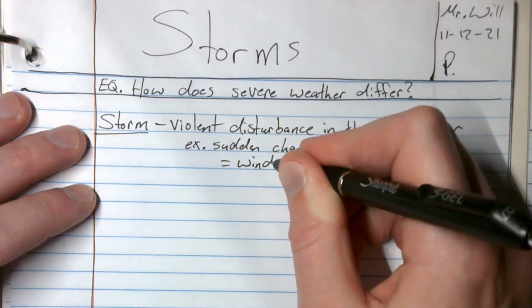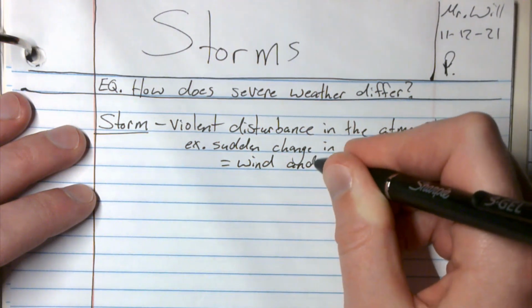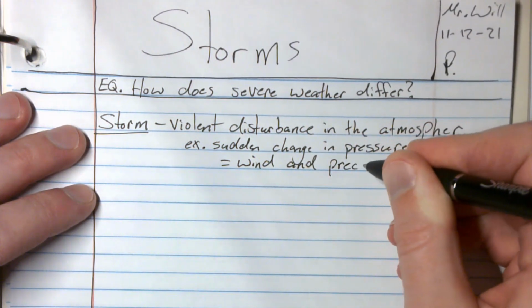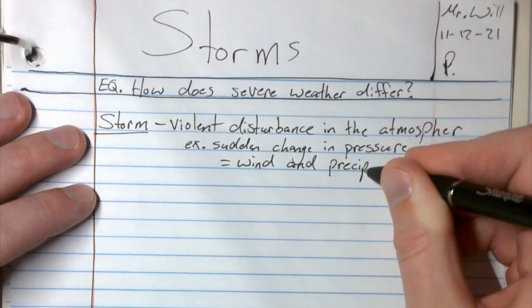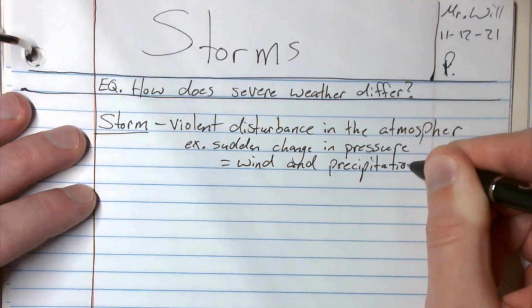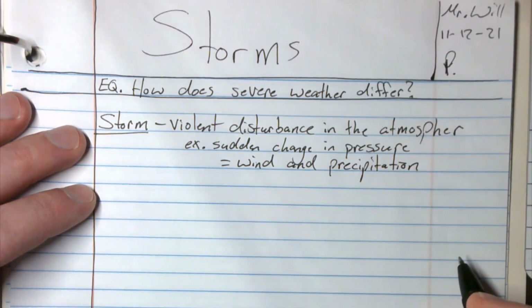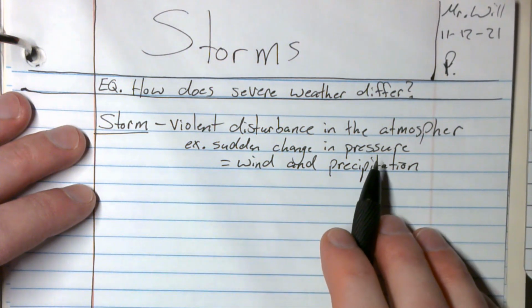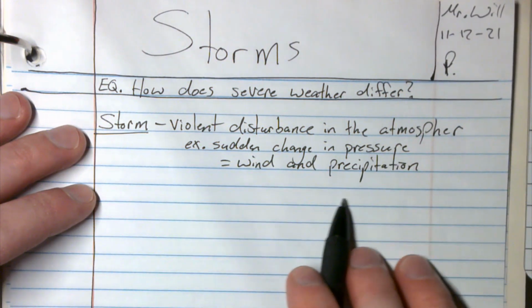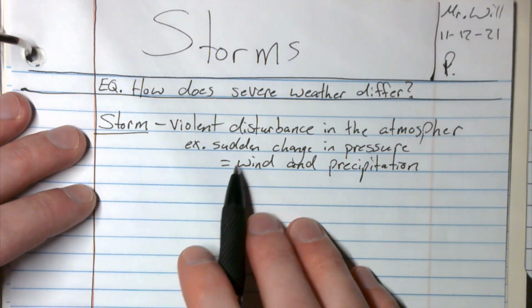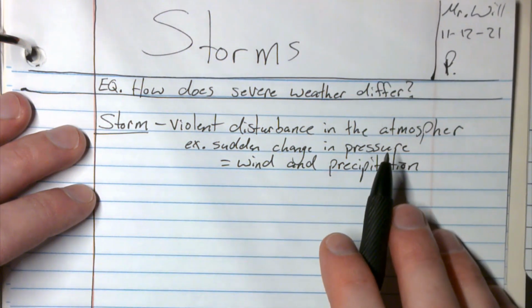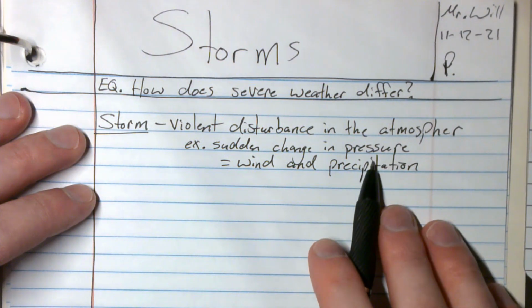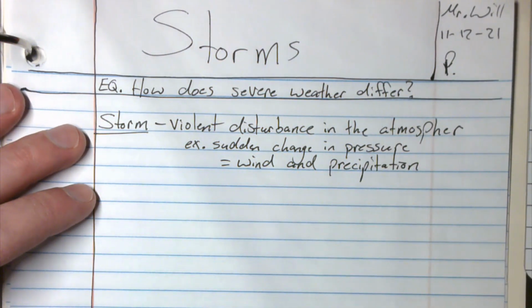wind and precipitation. And not just like a little wind and some precipitation. Like usually it comes with very fast wind and a lot of precipitation, or different kinds of precipitation.